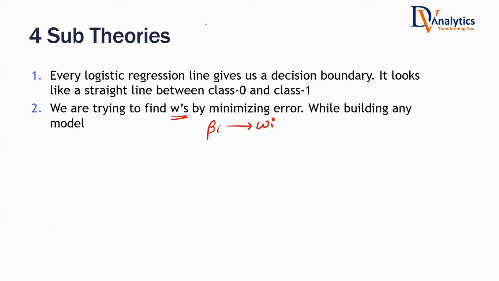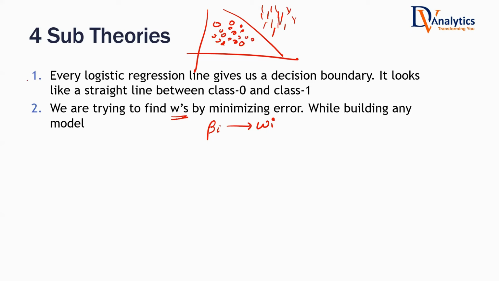What was point number 1? If you recollect, point number 1 was that logistic regression gives us a straight line decision boundary that separates class 0 and class 1. And then what is point number 2? From here on, whenever we see weights, and in fact we are going to see weights everywhere, there will not be any discussion of beta coefficients, but weights are nothing but beta coefficients only.